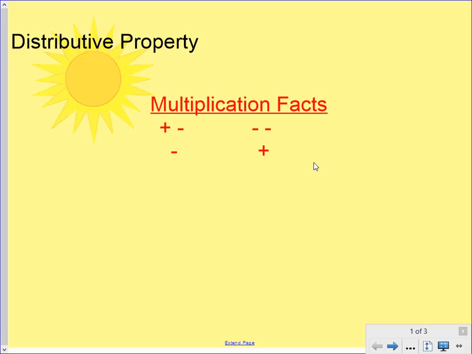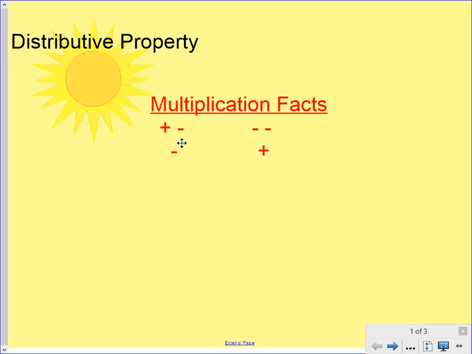This lesson is on distributive property. Before we go through the distributive property, I wanted to review some multiplication facts. These facts represent the multiplication facts of different signs, negative, same signs, positive. So when you're multiplying numbers, if the two numbers have different signs, your answer will be negative. If the two numbers have same sign, your answer will be positive.